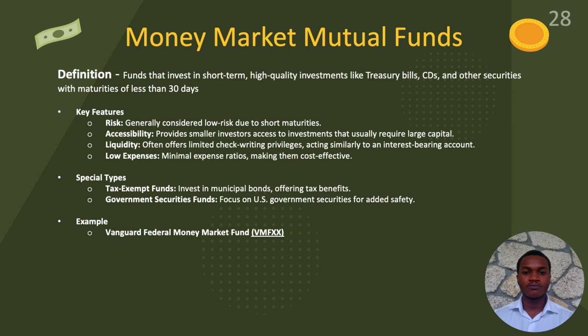So some special types are tax-exempt funds that invest in municipal bonds, as well as government securities funds. An example of a money market fund is the Vanguard Federal Money Market Fund, which invests in short-term U.S. government securities.